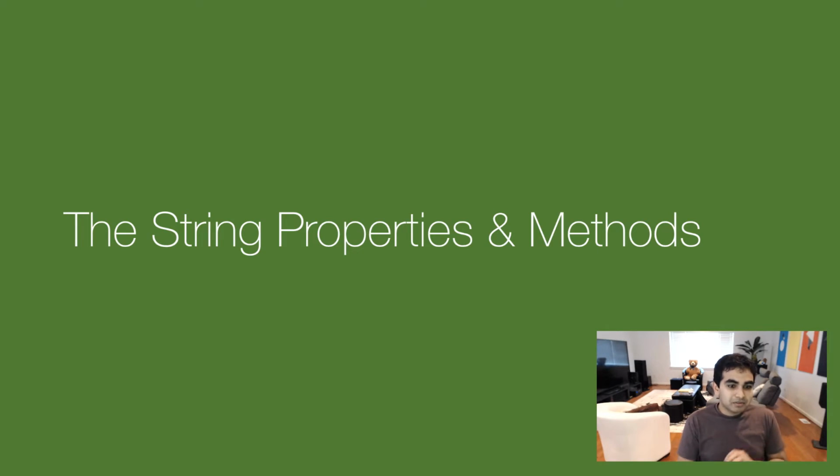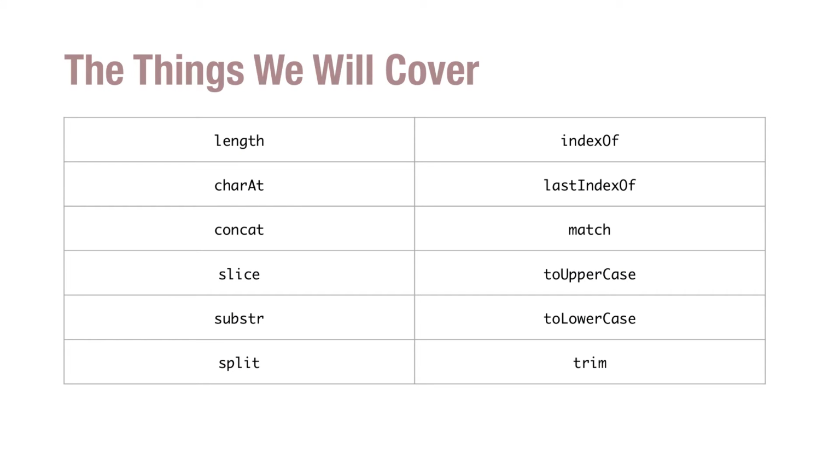So what we're going to look at are the string properties and methods, the built-in functionality that JavaScript provides for doing all sorts of string manipulations and operations that you might find handy. So just to give you a sneak peek at what we're going to be looking at, the things we will cover are these following properties and methods. Now I'm not going to go into detail about every single one of them right now because we will look at them in greater detail in a few moments.